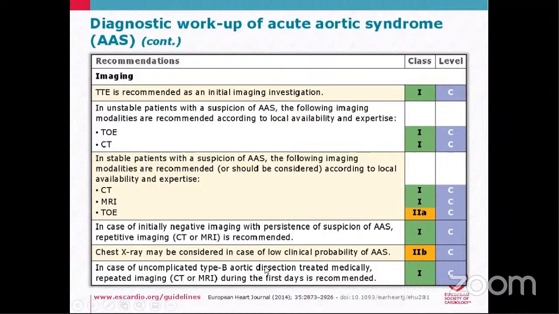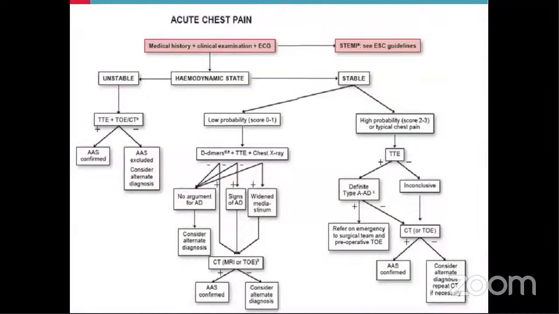And of course, if you are treating a type B aortic dissection, which is uncomplicated, and you need to follow up the situation, you will need to perform a repeated imaging with the CT or the MRI to see if the dissection is limiting itself and plateauing, or the dissection is actually extending, and you need to perform an endovascular or a surgical procedure. So this is the flow chart.